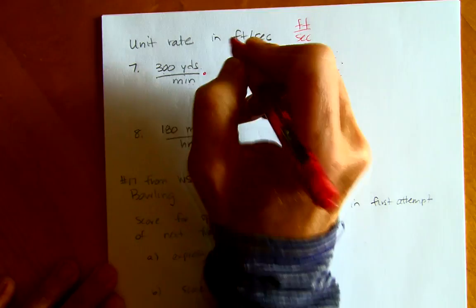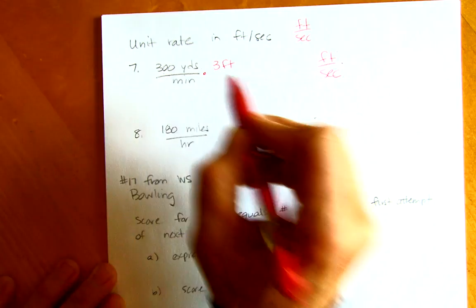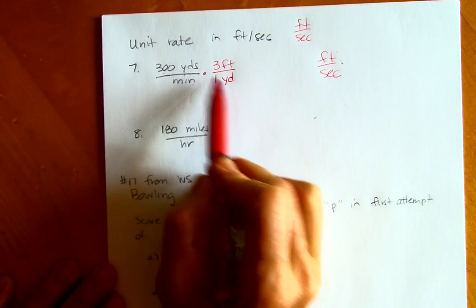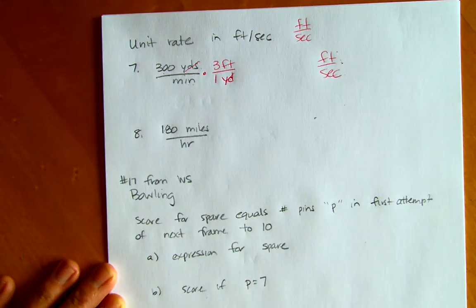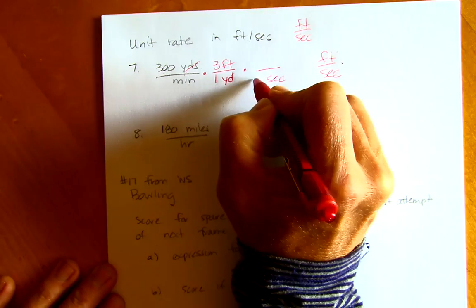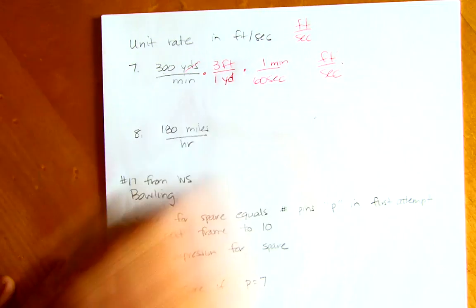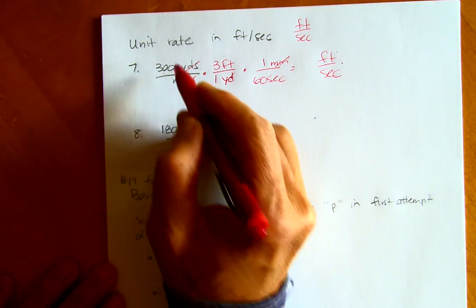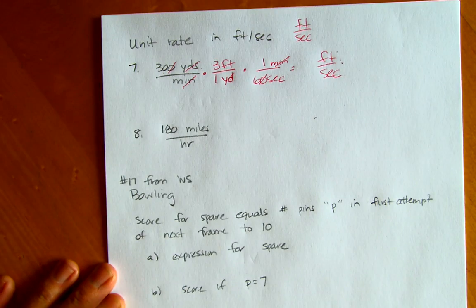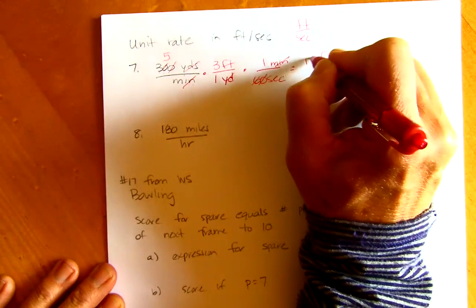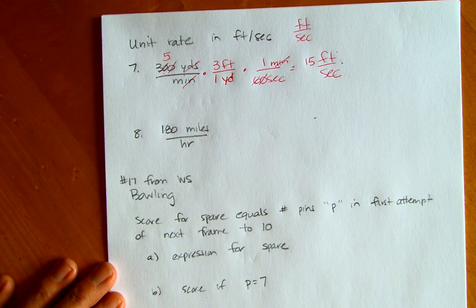So there's 3 feet in every yard. Since I want my answer in feet, I know feet needs to go up top. And if I put 1 yard on the bottom, that's great because my yards are going to cancel. And if I want seconds instead of minutes, again, I want seconds on the bottom. So there's 60 seconds in every 1 minute, and then my minutes cancel. And I need to do some math in my head because I don't have my calculator. This 0 cancels that 0, and 30 over 6 is 5, and 5 times 3 is 15. So that's 15 feet per second.